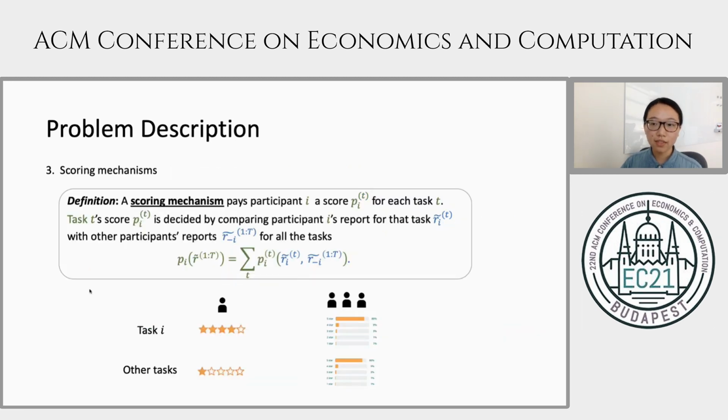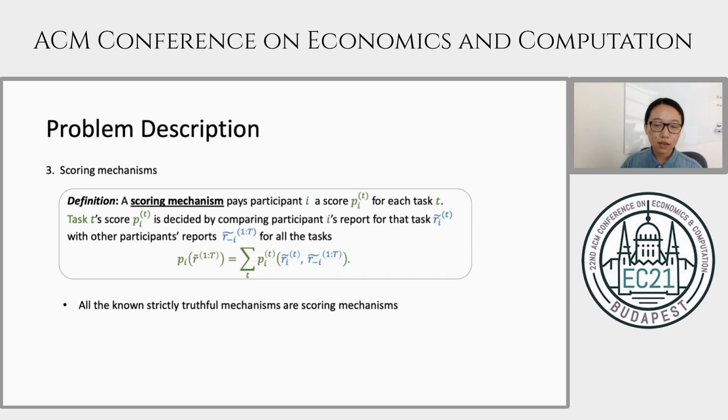In this multitask setting, the payment rule can be very complicated. But in this work, we restrict our attention to a class of mechanisms that we call scoring mechanisms. A scoring mechanism pays participant i a score for each of the tasks. And his score for one task is decided by comparing his report for that task with other people's reports for all the tasks. We believe the definition of scoring mechanism is not very restrictive, because all the known strictly truthful mechanisms are scoring mechanisms.